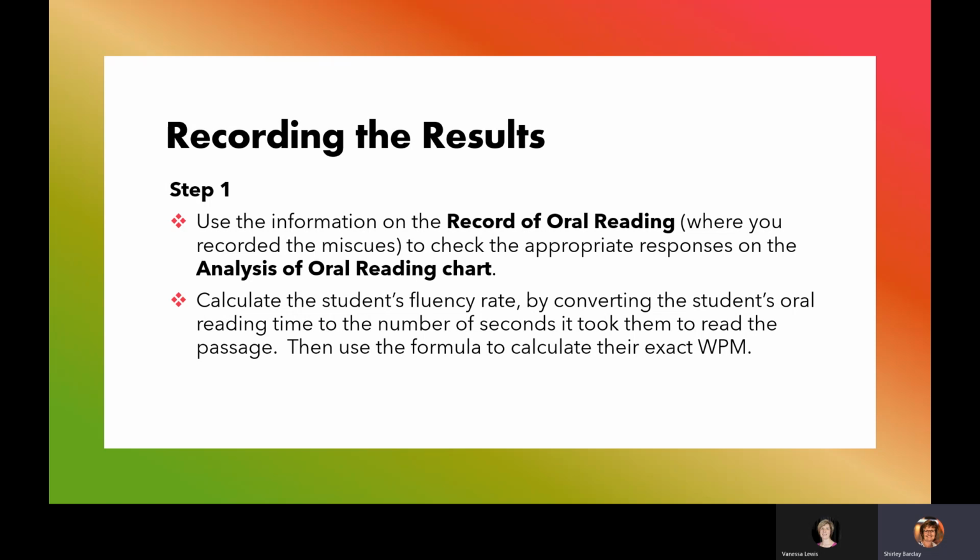You calculate the student's fluency rate by converting the student's oral reading time to the number of seconds it took them to read the passage. And then you use the formula that's there to calculate their exact words per minute.